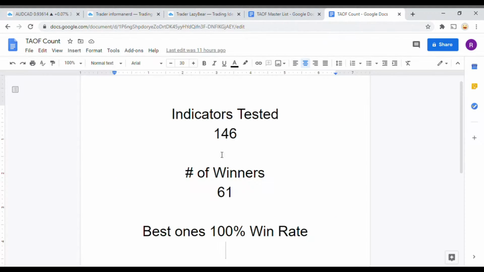But before we do, I wanted to put the indicator scoreboard up for everyone to see. So to date, we have tested 146 indicators. And out of those 146 indicators, 61 of them have been winners, which means that they have met or exceeded the 60% win-loss ratio threshold that we have set for them. The best ones so far were able to achieve a 100% win rate.